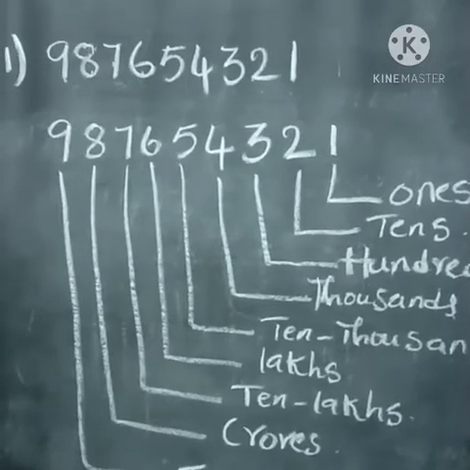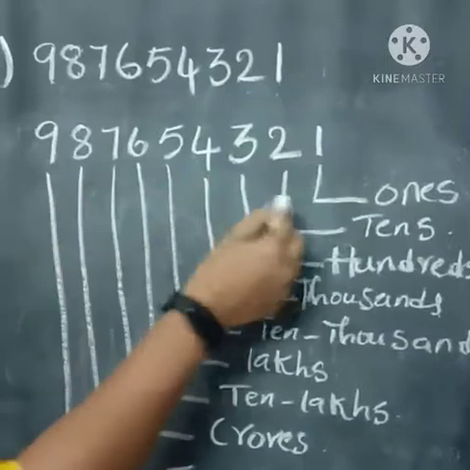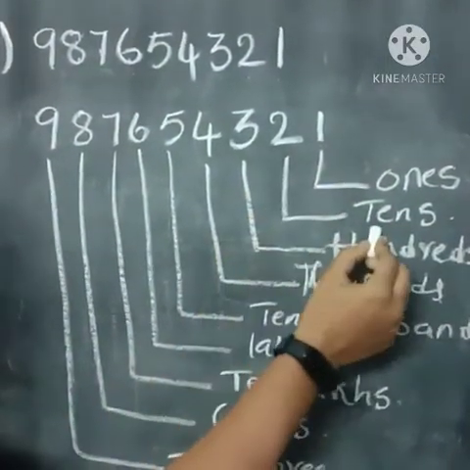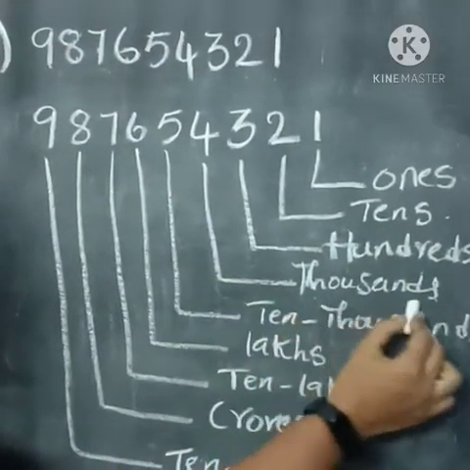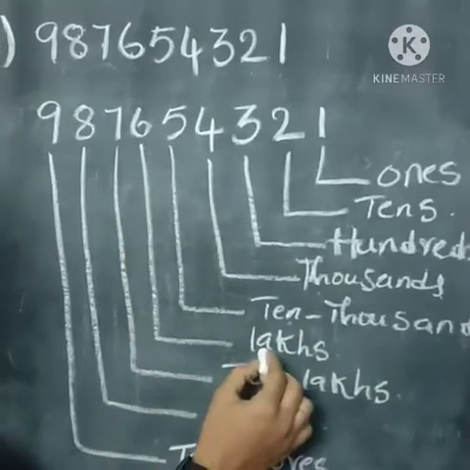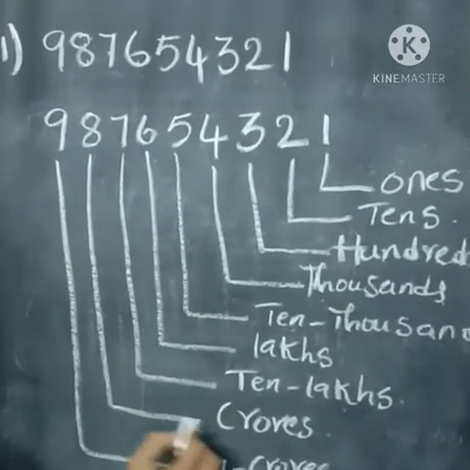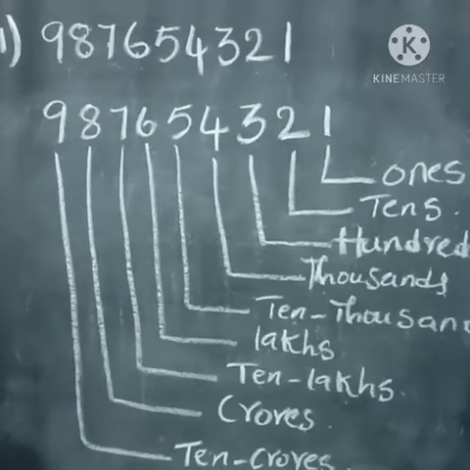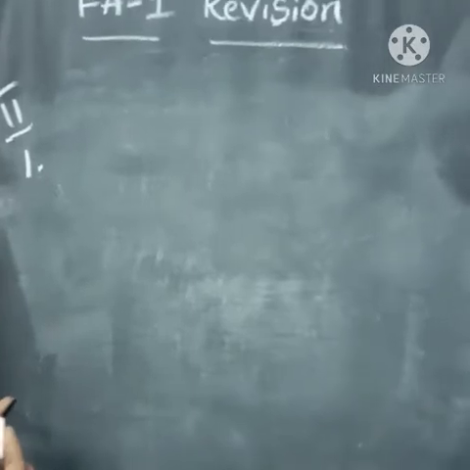Once again I am telling, because it is revision, that's why. Our first Roman is place values. See here, again I am repeating. 1 is in ones place, 2 is in tens place, 3 is in hundreds place, 4 is in thousands place, 5 is in 10,000s place, 6 is in lakhs place, 7 is in 10 lakhs place, 8 is in crores place, and 9 is in 10 crores place. Okay children? Children, now second Roman is find the place value of the underlined digit.